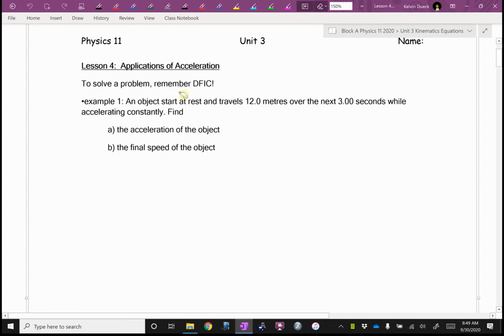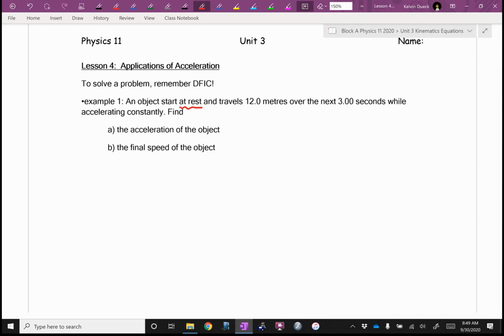And I wrote here, to solve a problem, remember DFIC. This was our list our data, find the equation, insert the numbers and crunch and answer it. Let me show you what I mean. Example 1, an object starts at rest. You know what? We should underline the phrase at rest. It should say starts, not start, but I'll fix that typo. And travels 12 meters over the next 3 seconds while accelerating constantly.